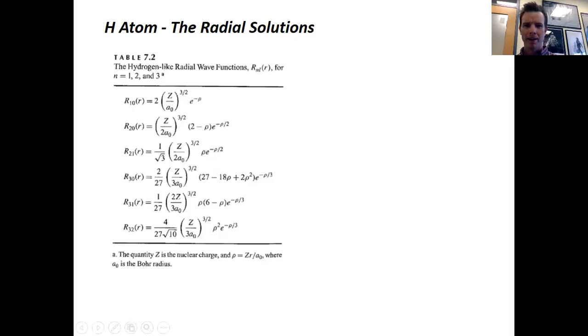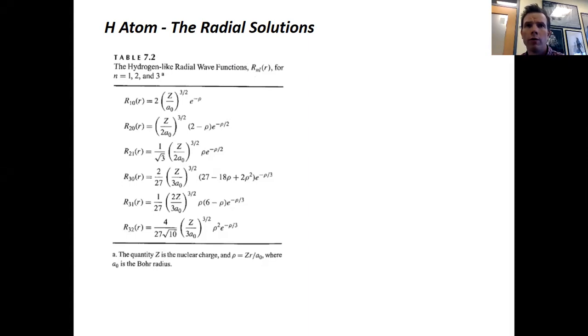All right, hi everyone. I think this is my third or fourth video on solving the hydrogen atom Schrodinger equation. In the previous video, I talked about how we solve for the radial wave functions. And if you do all of that, you end up with this table of radial wave functions. In this video, I want to talk about what these solutions look like.